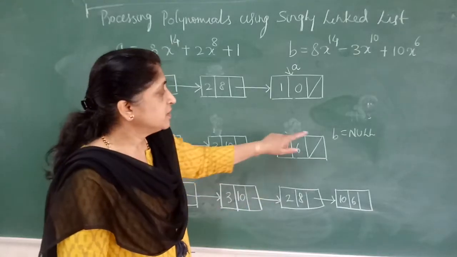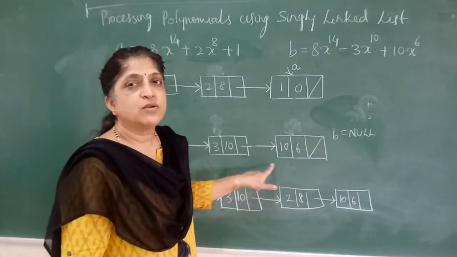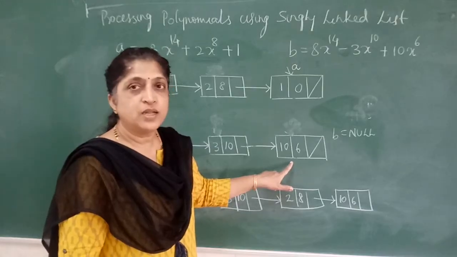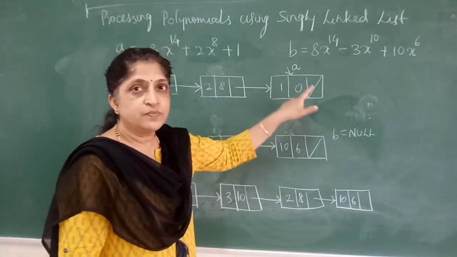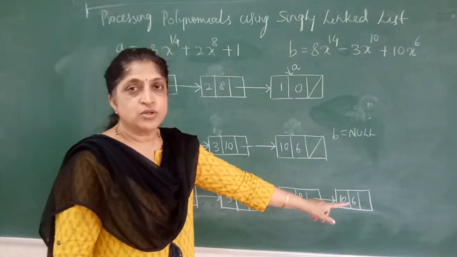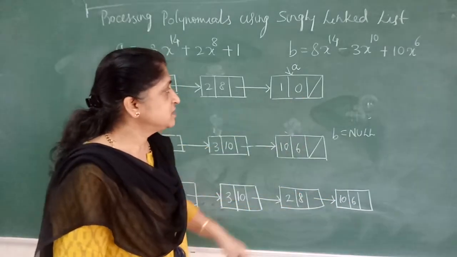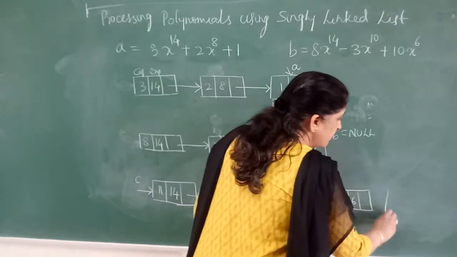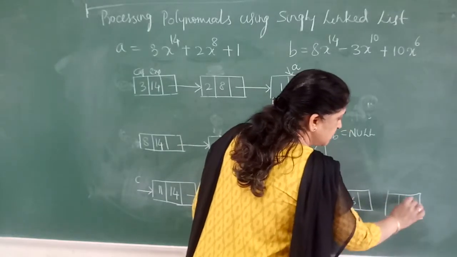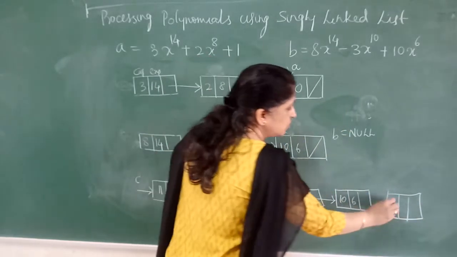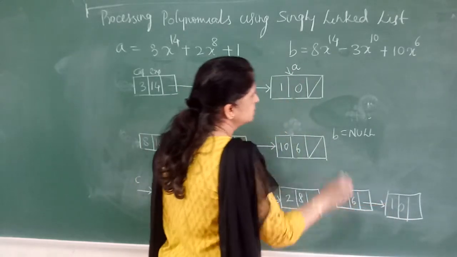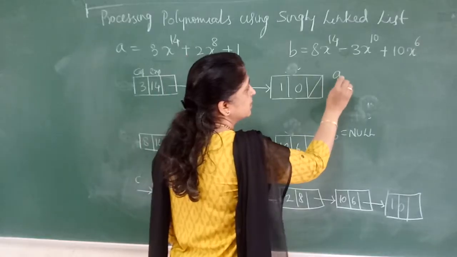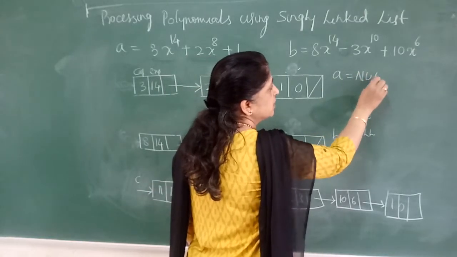Now what's happening? B is null. That means we have reached the end of the second polynomial. A is still pointing to this node. So this term has to be appended to the polynomial here. Perform the get node operation. Then it is 1, 0. Write 1, 0. Then make this node point to this. Then advance A. So A is also null.